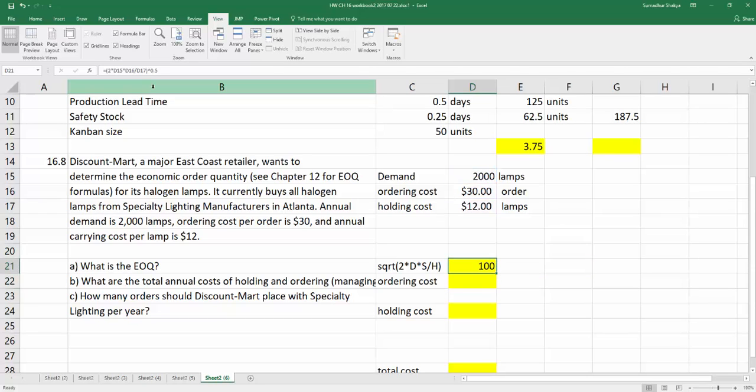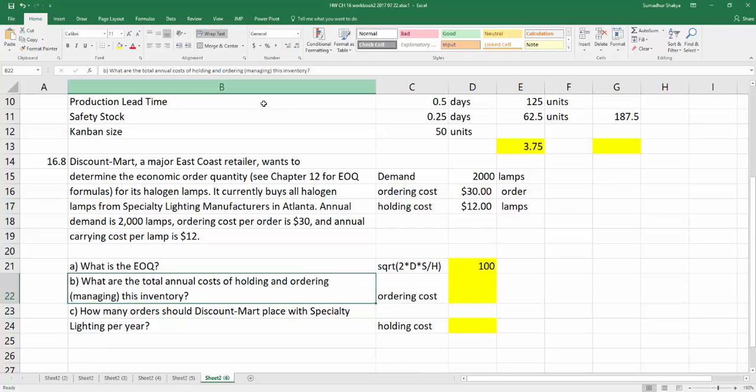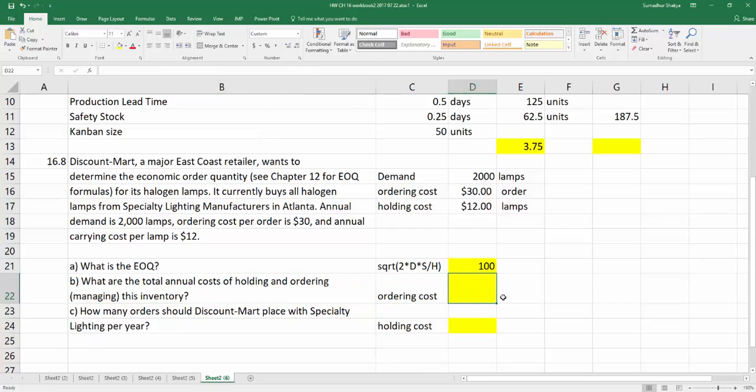So the best quantity to order is 100. At this order size, let's calculate the cost of ordering. First we need to calculate the number of orders. The number of orders we'll place in a year is 2000 divided by 100, because every time we place an order, we place 100 units. So we'll end up placing about 20 such orders. Every single order costs us $30, therefore 20 orders will cost us 20 times 30.